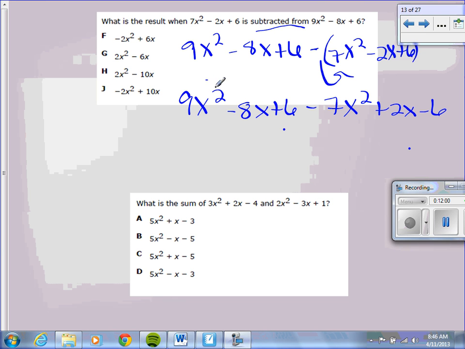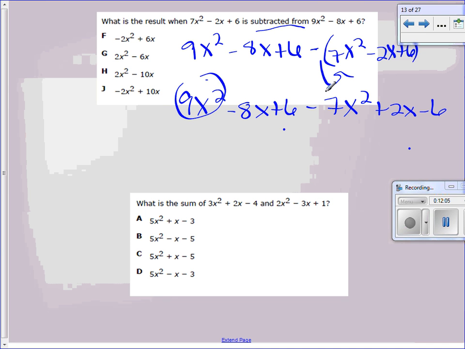Okay, can I combine like terms? Yes. Which ones? 9x squared and 7x squared. So what's 9 minus 7? 2. So I've got 2x squared. Can cross that off. What's next? Negative 8x plus 2x. So negative 8 plus 2 is negative 6. Okay, cross that off. Now what's next? 6 plus negative 6. So 6 minus 6 just gives you 0. So what's your answer choice? Okay, what about this one?